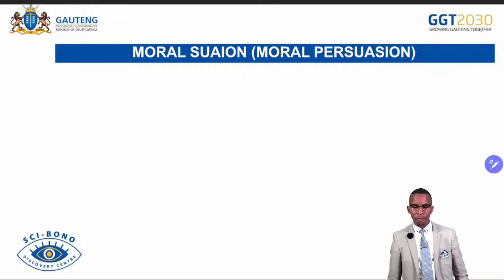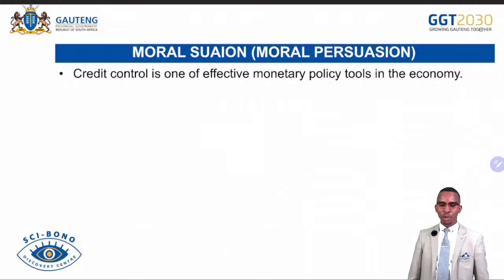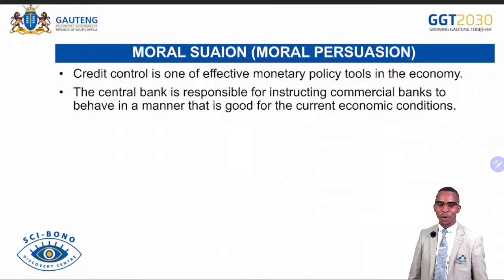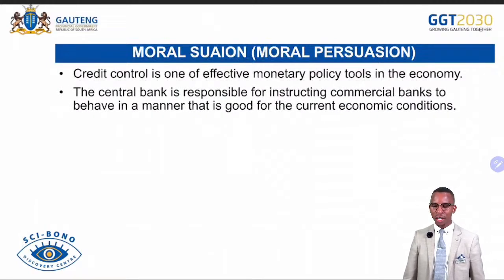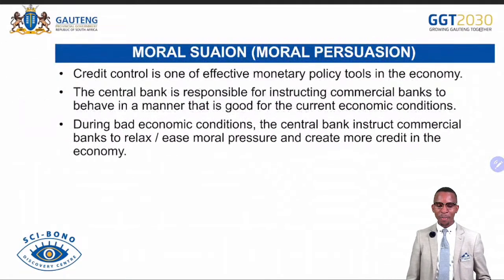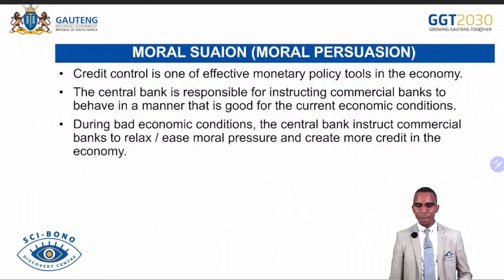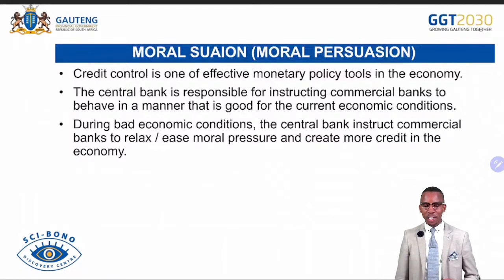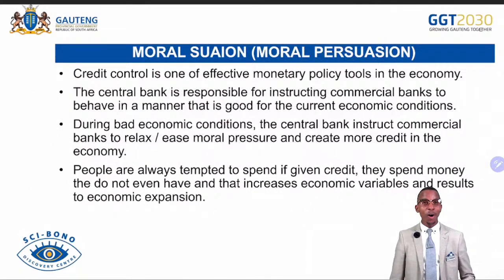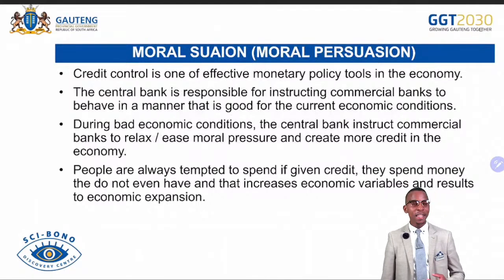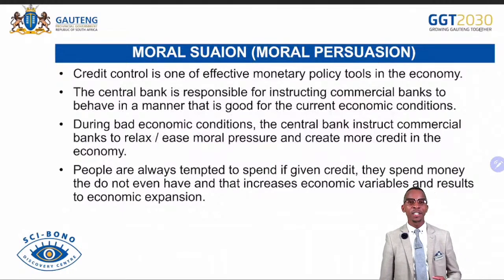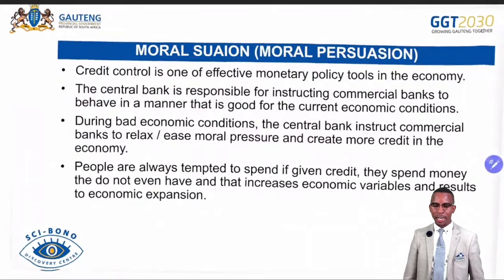So let's see the effect here. Credit control is one of the effective monetary policy tools in the economy, ensuring that credit is well managed based on economic conditions. So the central bank is responsible to instruct commercial banks to behave in a manner that is acceptable for the current economic conditions, like I mentioned before. And then during bad economic conditions, the central bank instructs commercial banks to relax or ease moral pressure and create more credit in the economy. And then the effect of that is that people are always tempted to spend if given credit. They spend money they don't even have. As a result, that will increase economic variables and the economy will expand and will reach economic expansion and recover where possible.